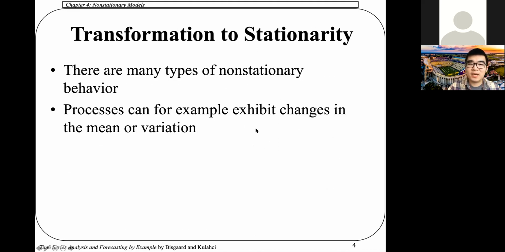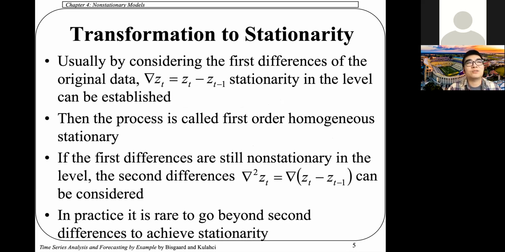We know that in order to make the mean constant, our tool is to take differences. We can take the first difference, which uses the current period value minus the previous period value to make this data stationary. This is sometimes called the first order difference. And if the first order difference does not work very well, we can also do the second order difference.